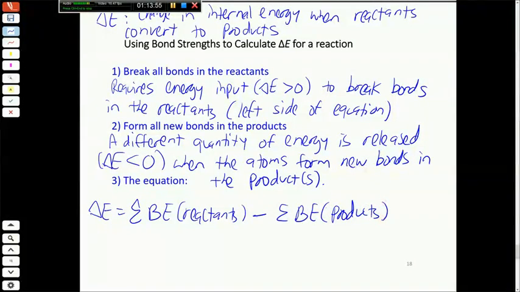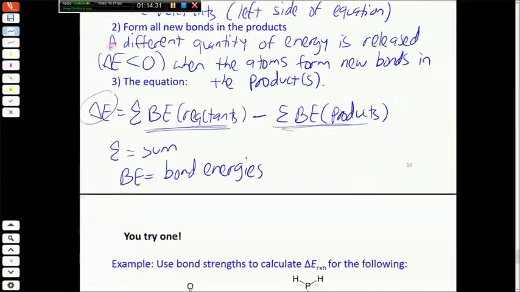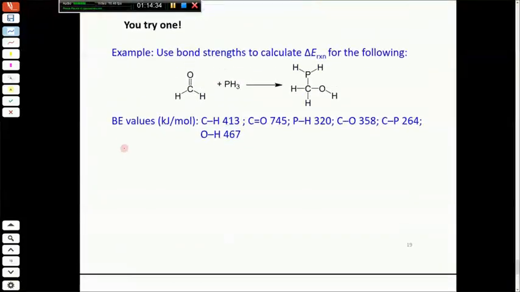Okay, so bond energies are positive quantities. We put this much energy in to break all the bonds on the reactant side, and we release this much energy when we form all the bonds on the product side, and then we combine those two to get the difference between the reactants and the products, or the overall delta E for the reaction. Okay, so this Greek letter sigma means sum. That means we add all of them up. And again, this abbreviation BE means bond energy, or as I said, sometimes referred to as bond dissociation energy, bond strength. It's that given quantity for however strong the bond is, however much energy is required to break that individual bond. So let's close up then with an example problem on how to do this.